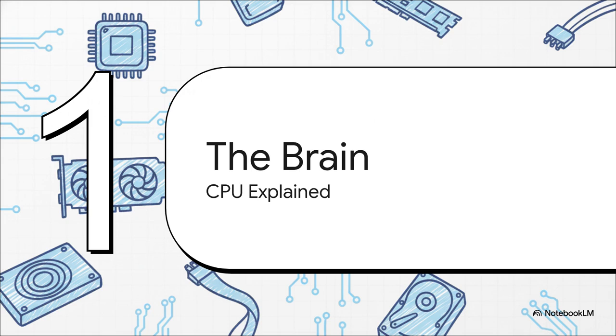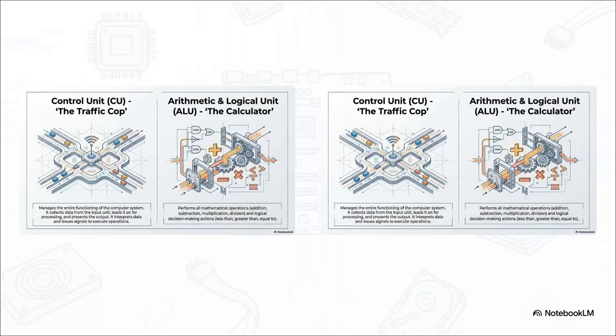Section 3. The brain. The CPU explained. Moving away from the senses, let's dive into the core of the system. The central processing unit is the primary brain, but it actually has 2 distinct personalities. First up, we have the control unit, or CU. Think of it as the traffic cop. It manages the entire functioning of the system, interpreting data and issuing signals to execute operations. On the flip side is the arithmetic and logical unit, or ALU. This is the calculator. It handles all mathematical operations, like addition and subtraction, plus logical decision-making, like determining if one value is greater than another. So the traffic cop directs the flow, while the calculator does the heavy lifting.